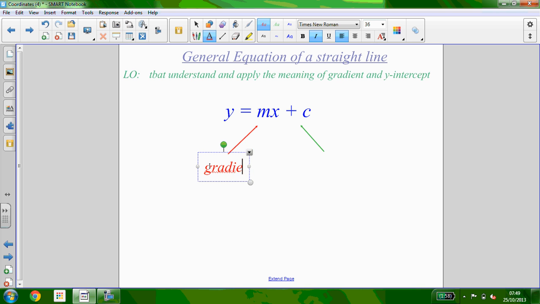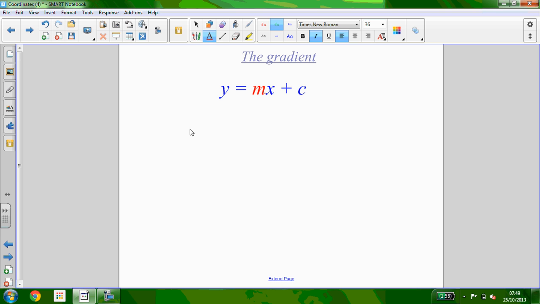The m in our equation is standing for the gradient. The c is standing for the y-intercept. The gradient of our line tells us two things about our line. First of all, it tells us the direction.